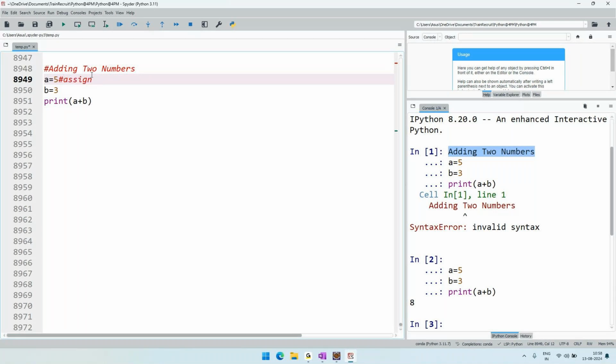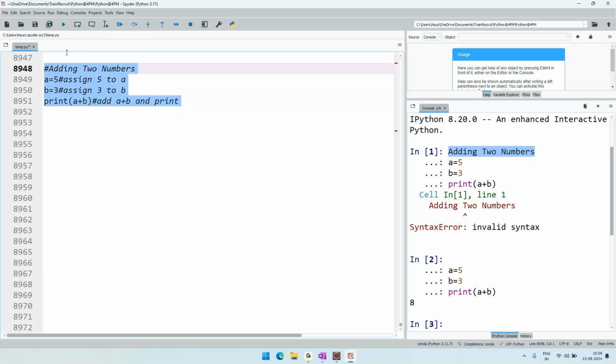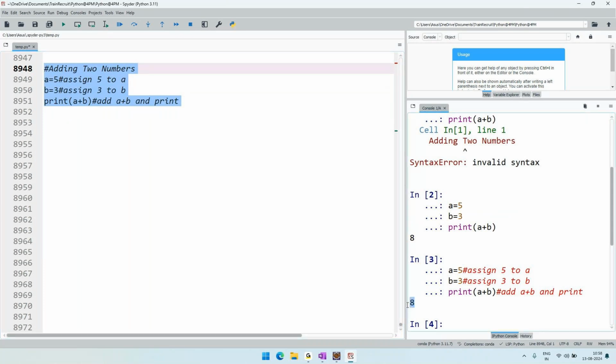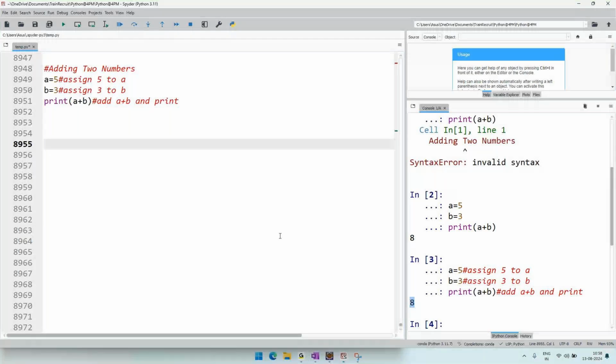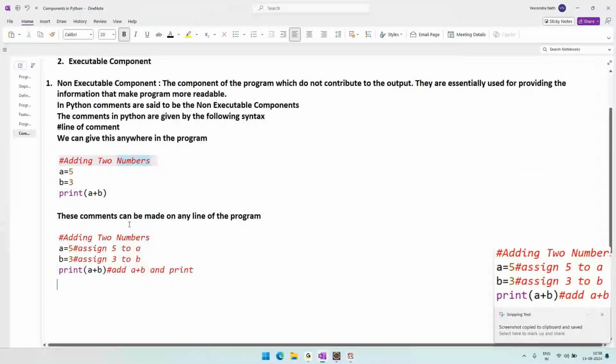So for example, I'm saying assign 5 to a. Assign 3 to b. Add a plus b and print. That way we are getting the same output. So these are non-executable. That means these comments can be made on any line, irrespective of the program. In the program, they can be anywhere.